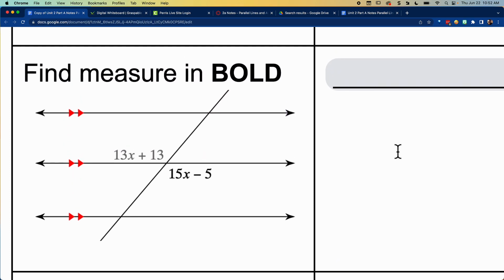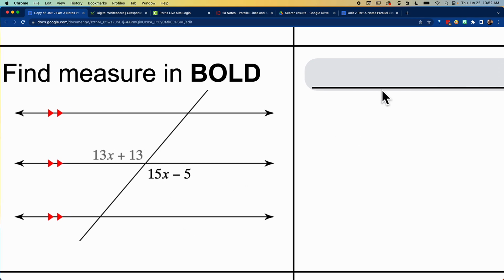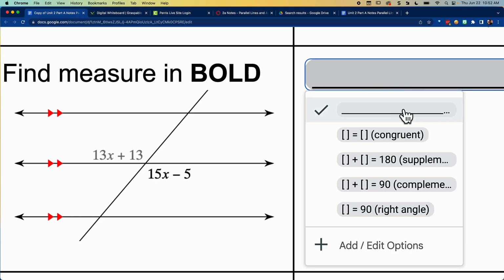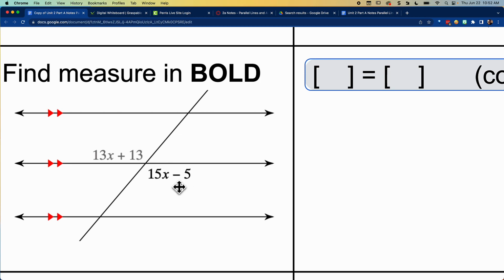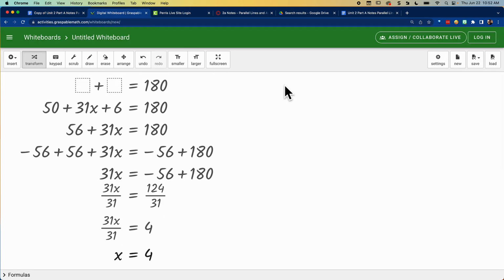It says find the measure in bold. What that means is I have to solve for x, but then I've got to figure out by plugging it back in what the measure is going to equal. So this is a congruent relationship because we have vertical angles. Two things are equal. So I'm going to say 13x plus 13 equals 15x minus 5. Let's see how those two things work together.